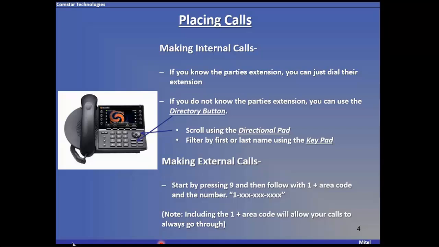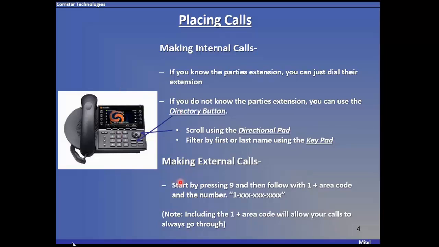So the directory has everyone that's on this system in it for you to browse through. The directory button is one of those hard-coded buttons we spoke about, and it's right here. If you press the directory button in, it's going to give you a list of everyone that's programmed on the system. You can scroll through this list to find who you're looking for. If you want to search the directory, you can use your keypad right here. There's numbers on it, just like your cell phone, you know, A, B, and C numbers. You can use that to search for who you're looking for. You can search by first name or last name.